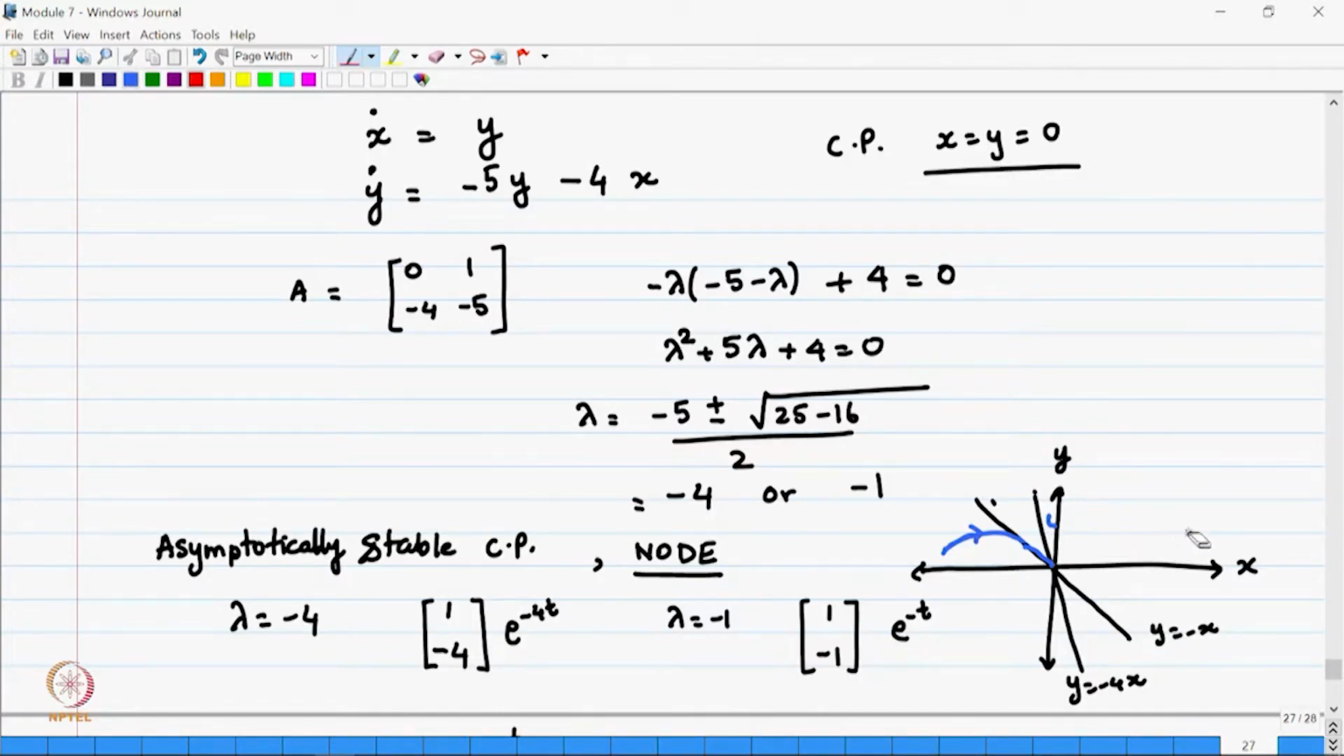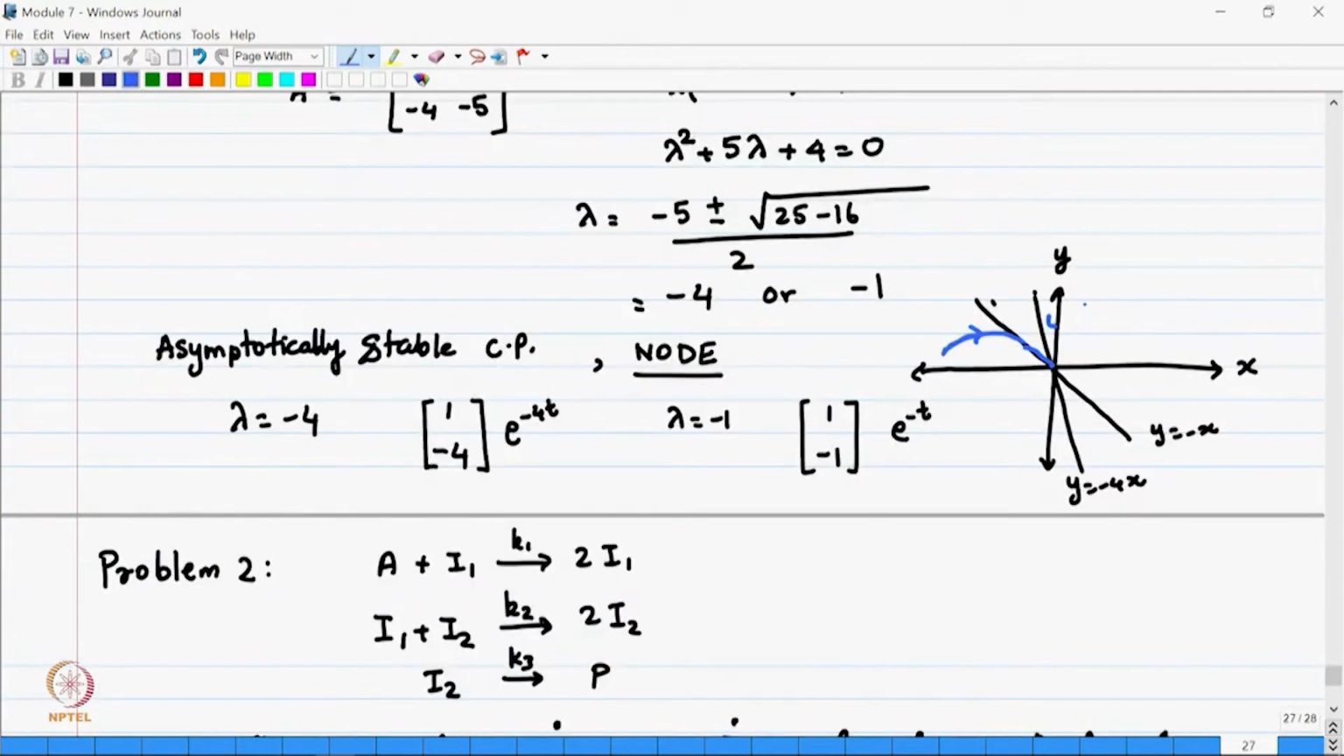Let me just erase this point. So if you are somewhere in this region, suppose you start with x and y both greater than 0. Now, x dot equal to y, so y is greater than 0. So, y will decrease and x will increase until it becomes parallel to this line, and then it will turn and go asymptotically towards this. So, that is what your trajectories will look like.